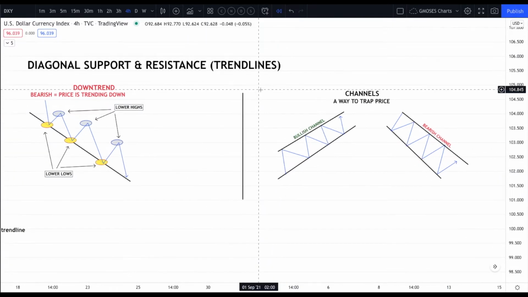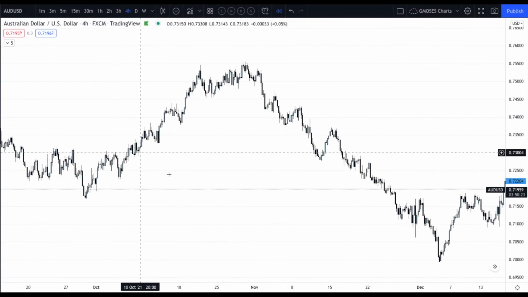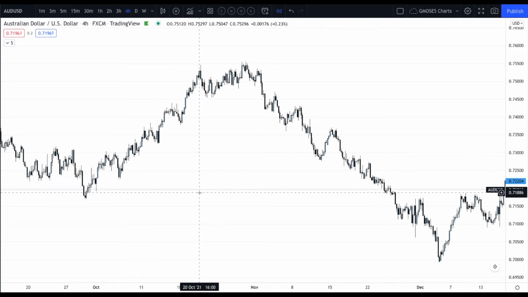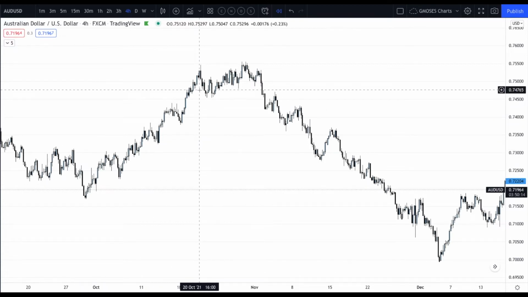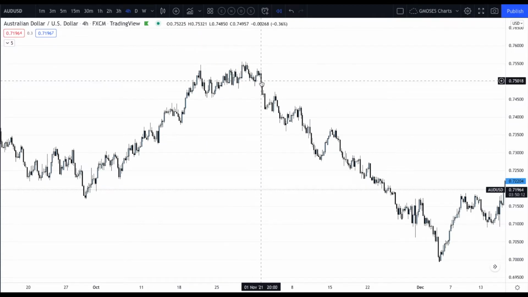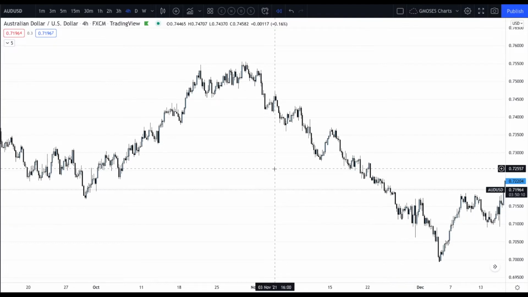All right. So let's go ahead and dive into the live market. That way we can actually see some live examples. Okay, you guys, let's look at AUD/USD, which is the Australian dollar versus the US dollar. And as you can see, initially the market was trending up. We had a reversal, which caused the market to actually trend down.